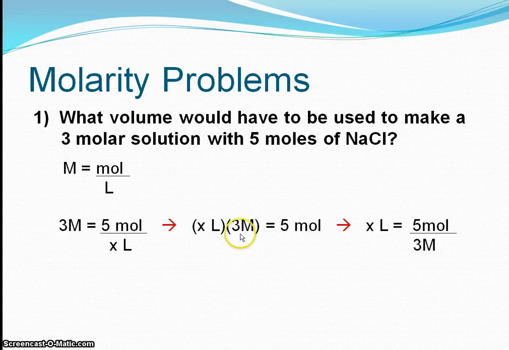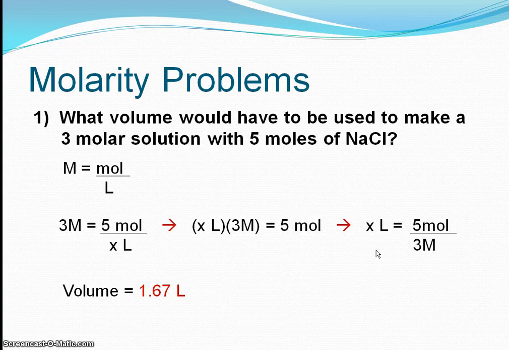To get rid of the 3 over here, you need to divide both sides by 3. A lot of people end up dividing wrong and they'll do like 3 divided by 5, so just be careful that you set it up correctly. And that's your volume, 1.67 liters.